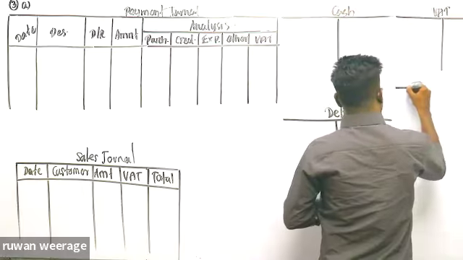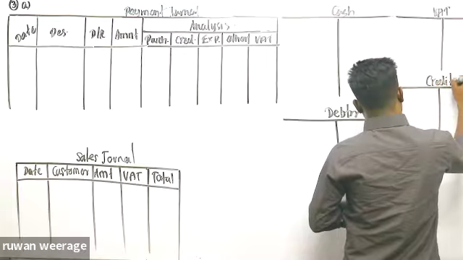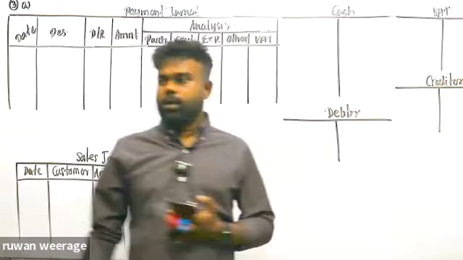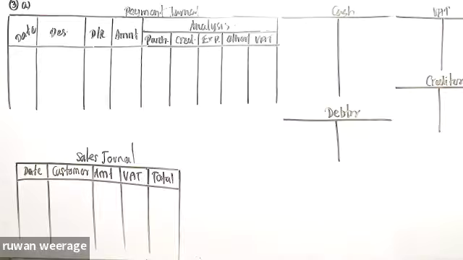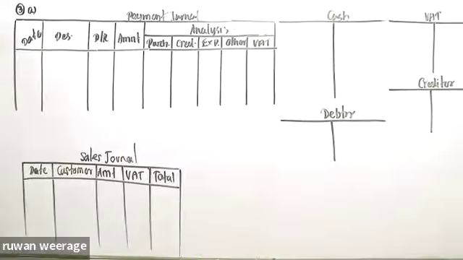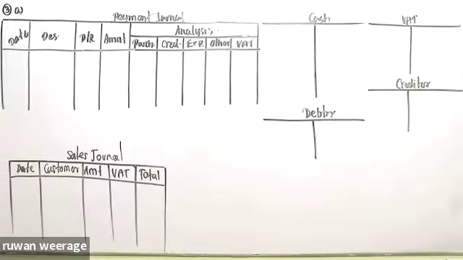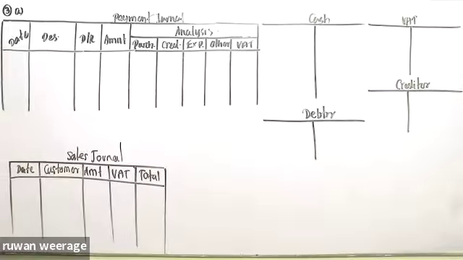debtor and creditor. Right? Draw them all at once. Okay? Creditor. Right? So this is the flow of doing the question.